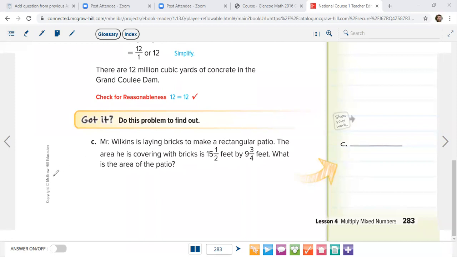Of course, we all know that area is length times width. So we are just going to multiply the two numbers, 15 and 1/2 multiplied by 9 and 3/4. Don't forget area, you multiply the two numbers directly. Now, these two numbers are mixed numbers, so we must transform them into fractions first. You can never say, okay, I'll multiply the 15 by the 9 and the 1 by the 3 and the 2 by the 4.